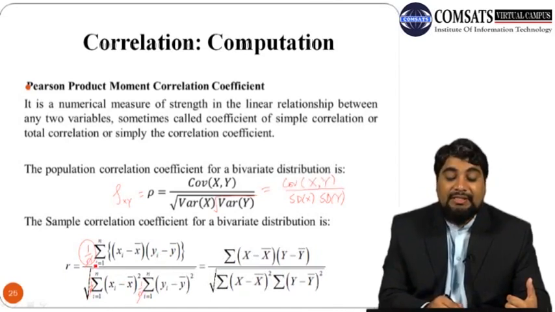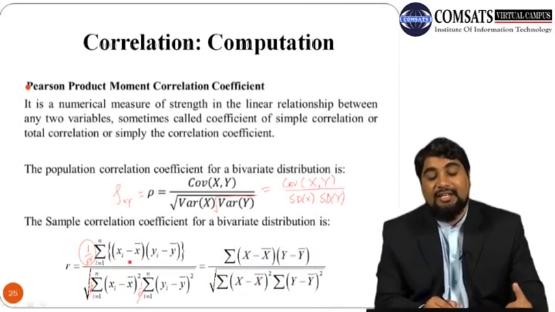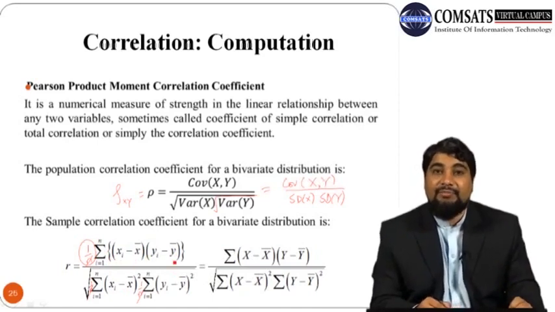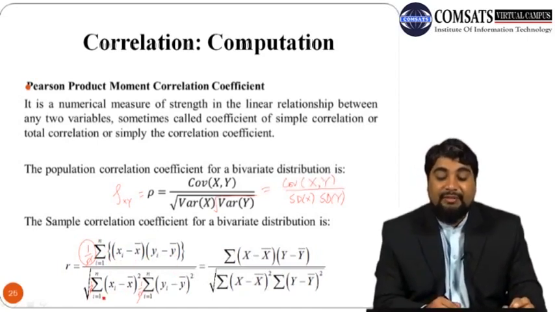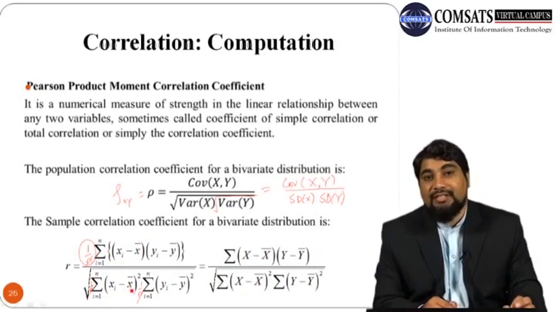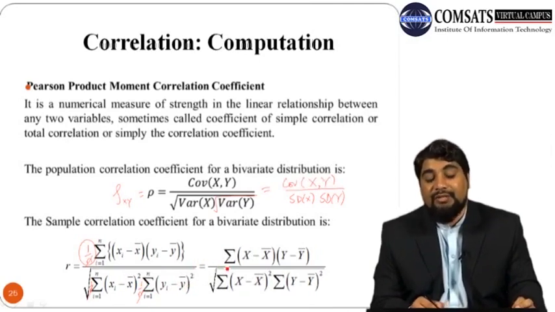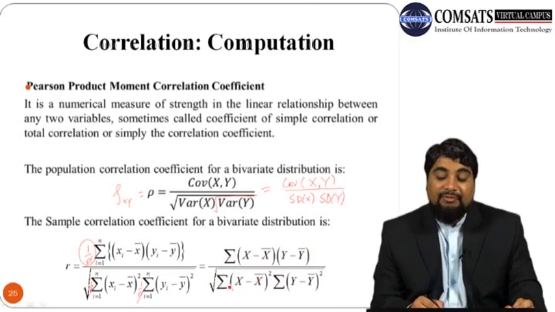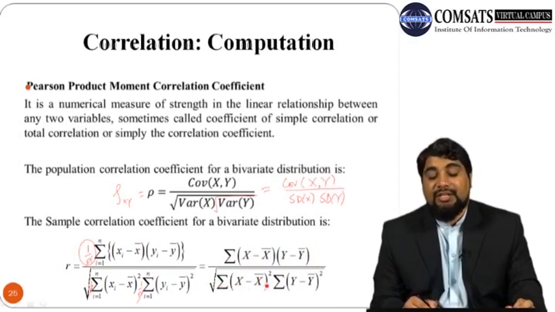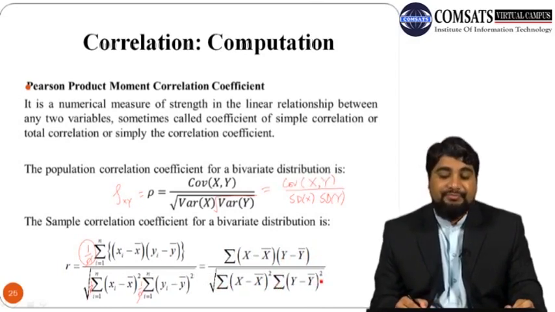So this is the simplified formula: summation of xi minus x bar times yi minus y bar, divided by the square root of summation of xi minus x bar whole square into summation of yi minus y bar whole square. Or using simple notation without subscripts, we can write it as summation of x minus x bar into y minus y bar, divided by the square root of summation of x minus x bar whole square into summation of y minus y bar whole square.